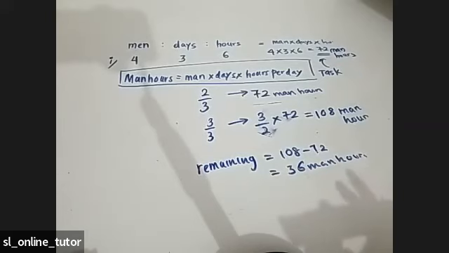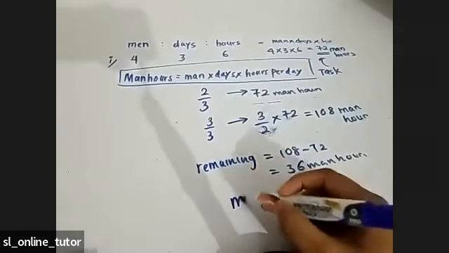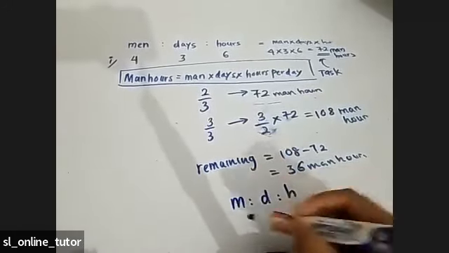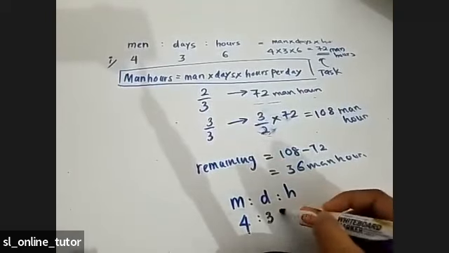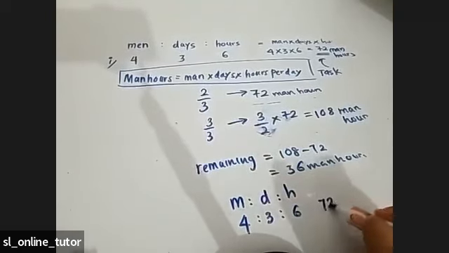How many hours do they have to work? Did you understand? They have already given 4:3:6, that is 72.